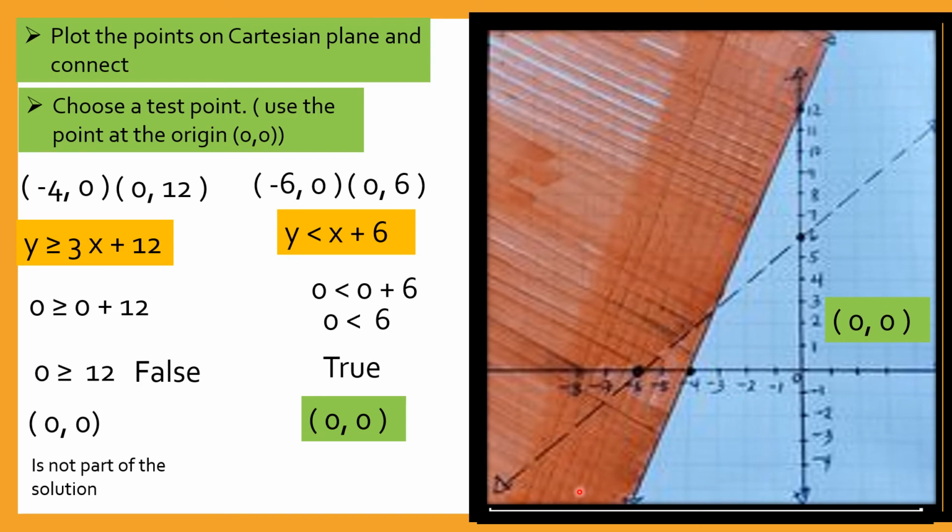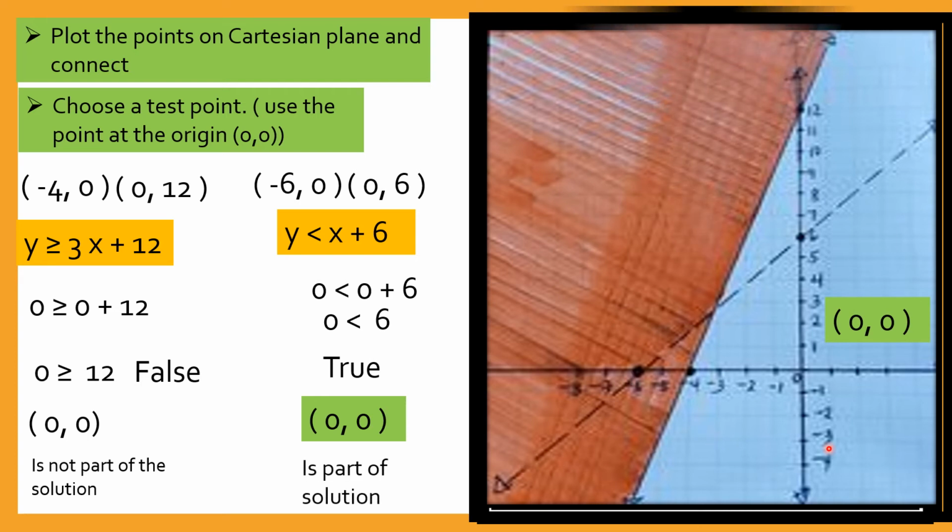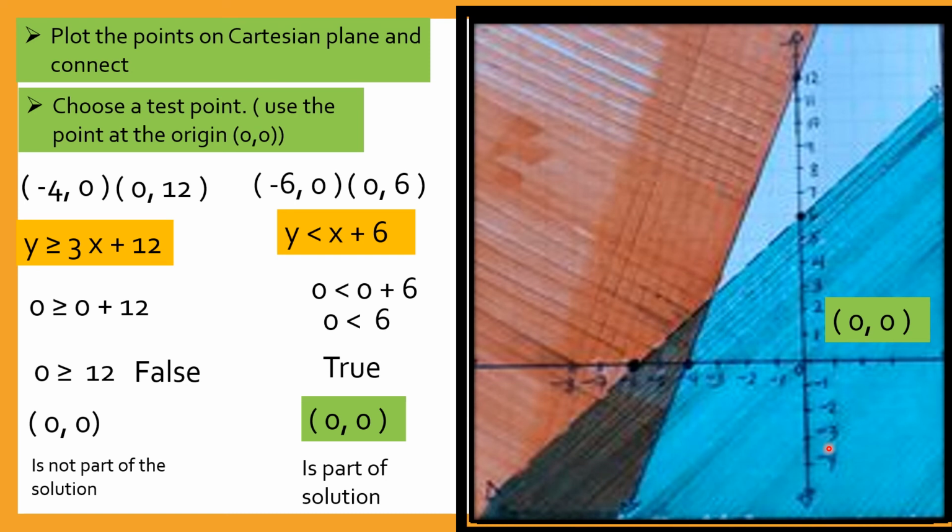I-shade natin ngayon yung part na yan. Mula dito, pero hindi kasama yung mga points na makikita sa line, kaya siya broken line. So, mula dito, ayan, i-shade natin yan. Okay, so ayan ang part na yan. Now, napansin nyo dito, meron tayong region dito na double shade siya. So, yung region na to, naka-shade siya ng red at saka naka-shade din siya ng blue. Na kung saan, ibig sabihin, ito yung solution ng dalawang inequalities.